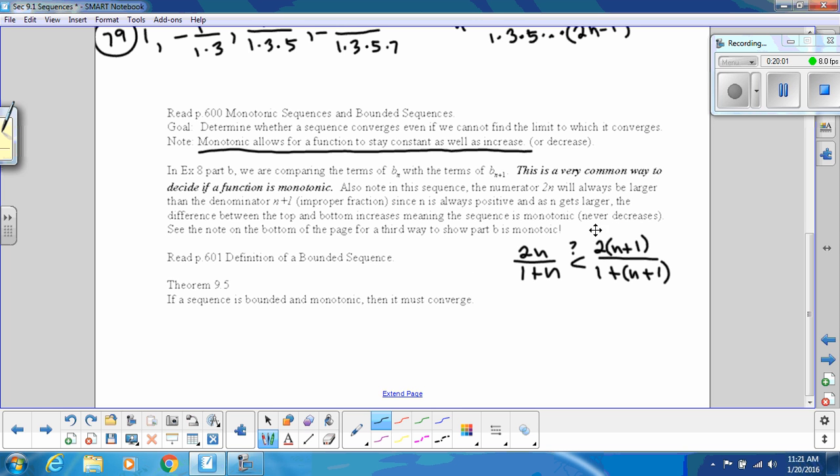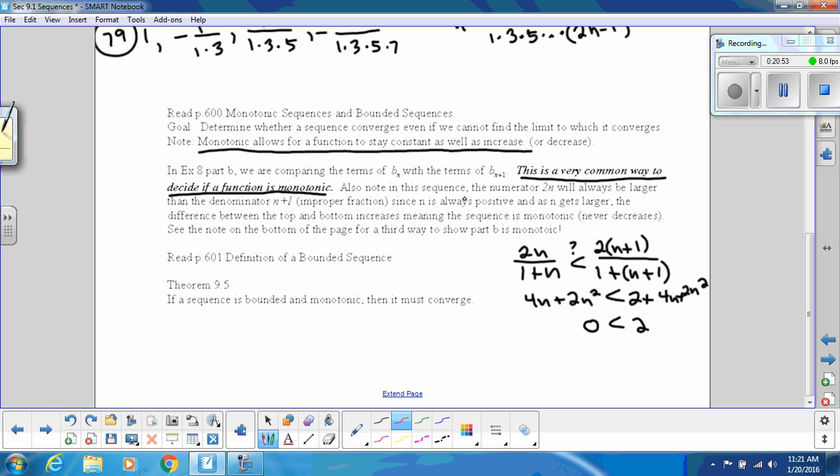If we simplify that, distribute the 2, combine like terms and then cross multiply, they're showing us that over here we get 4n plus 2n squared, and over here we get 2 plus 4n plus 2n squared. The 2n squareds cancel, the 4n's cancel, so I have 0 is less than 2, and that is always true. So yes, this will always be true for that. This is a very common way to decide if a function is monotonic: compare the n plus 1 term to the n term. Just be aware of that. You'll see that again later when we start looking at other tests for convergence.